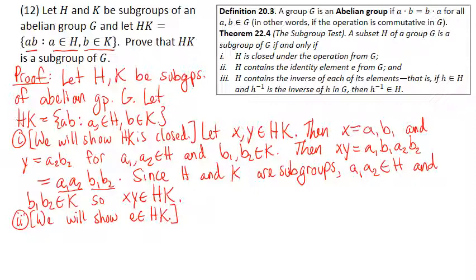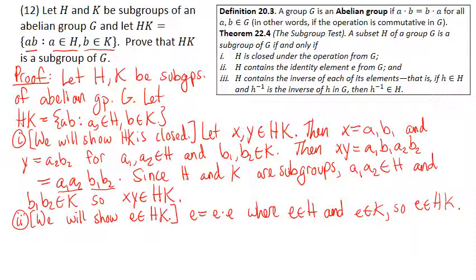So the identity equals E times E, where one of those E's is in H and the other one is in K. So we can write the identity as the product of an element from H times an element from K. Right, so E is in HK. Okay, I hope that made sense to you.